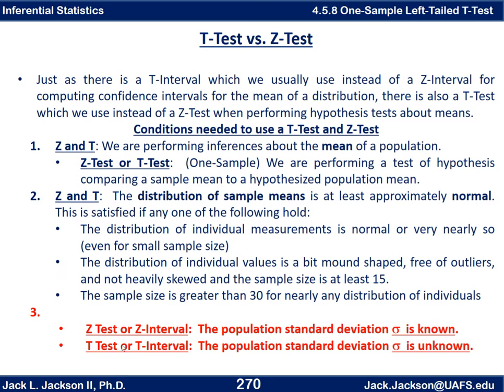So how do we decide between a t and a z? Well, a z-test or z-interval requires that the population standard deviation is known, which is a condition that's not usually true. And in the t-test or t-interval, the population standard deviation sigma is unknown. So the t-test ends up being the appropriate test to use in many, many cases.